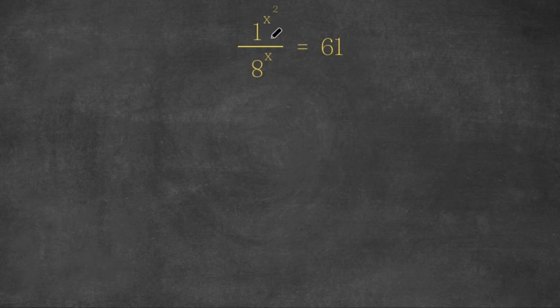Now, what I'm first going to do is deal with this 1 to the power of x squared. Well, if you guys remember, 1 to the power of any number is equal to 1, meaning that 1 to the power of x squared is simply just equal to 1. So this would be 1 over 8 to the power of x is equal to 61.